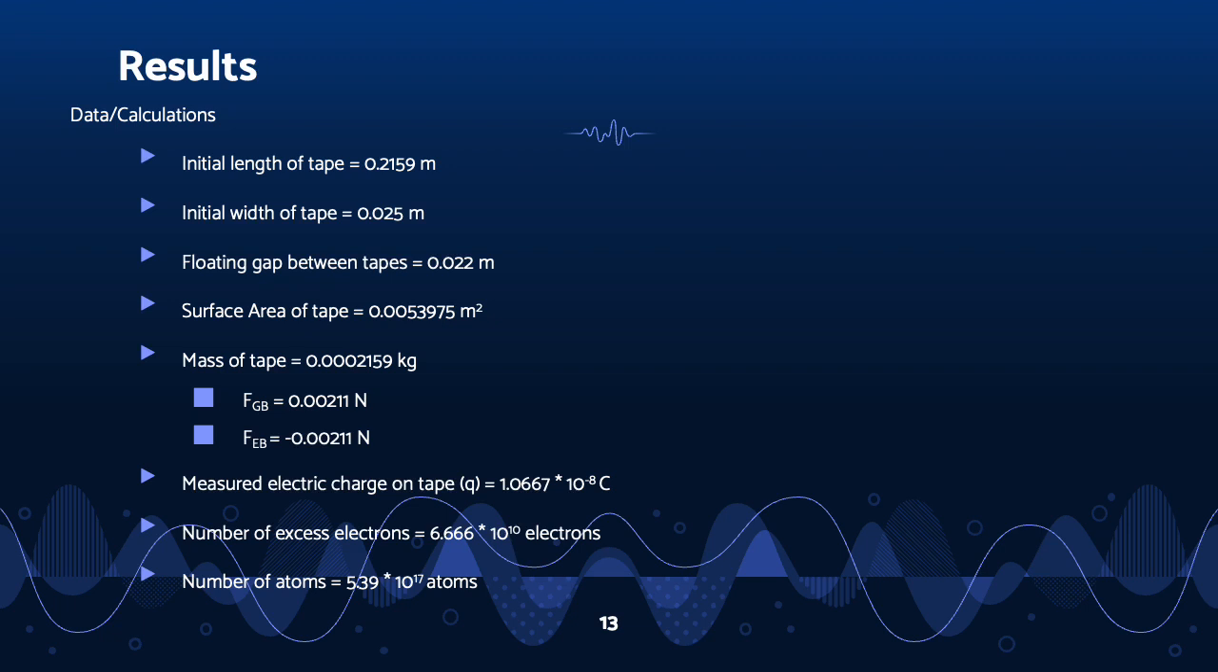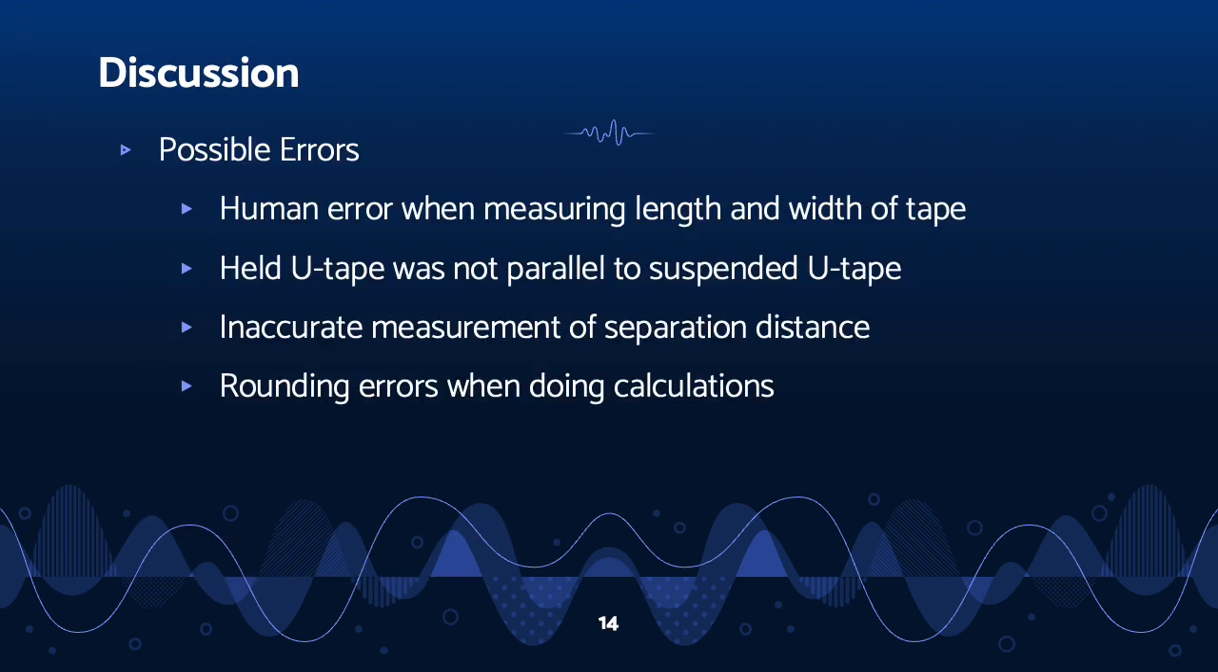Here are my final results: the initial length and width of the tape, the distance between the tapes, the surface area of the tape, the mass of the tape, the measured electric charge on the tape, the number of excess electrons, and the number of atoms. Some possible errors while doing this experiment could have been when measuring the length and width of the tape, the held U-tape not being parallel to the suspended U-tape, inaccurate measurement of separation distance, or rounding errors when doing calculations.